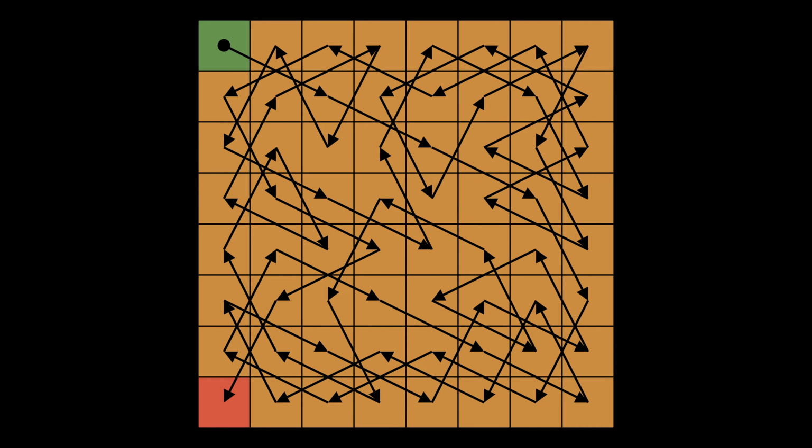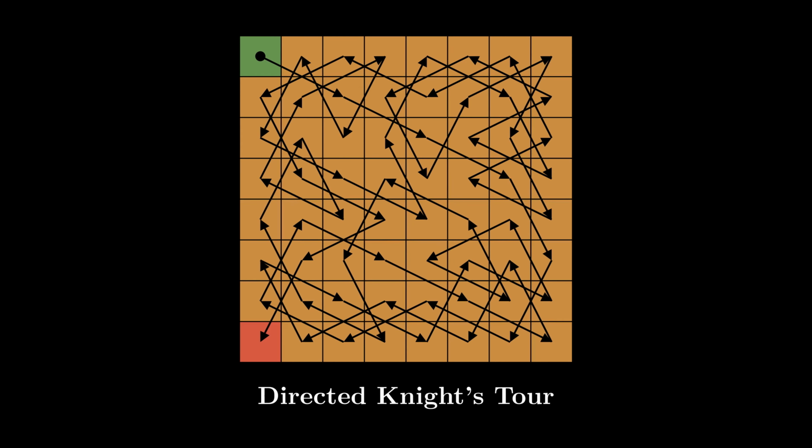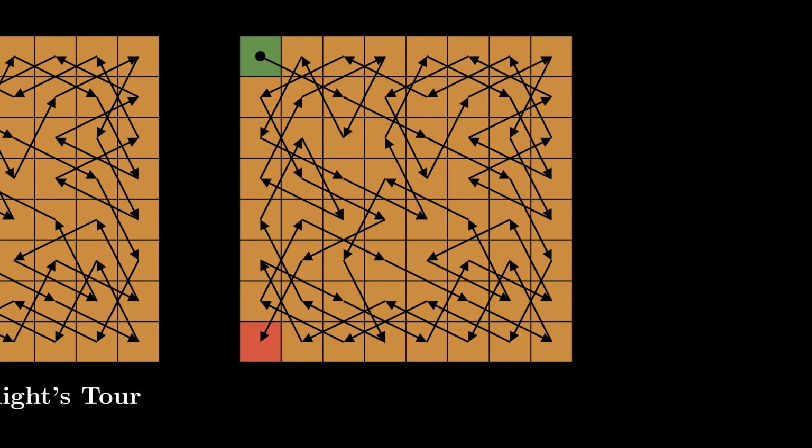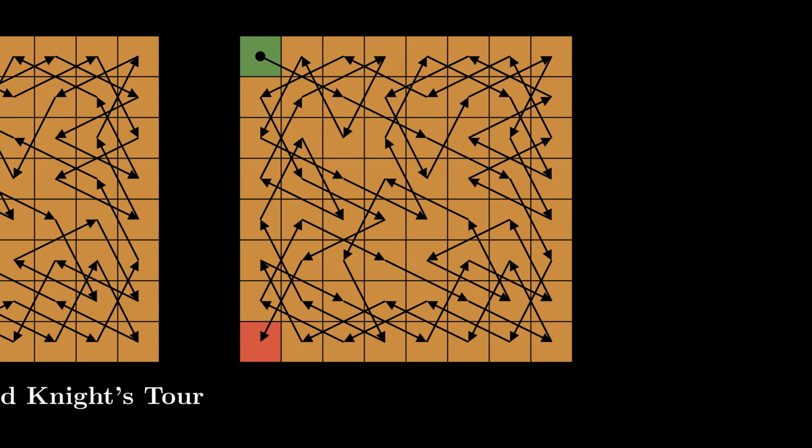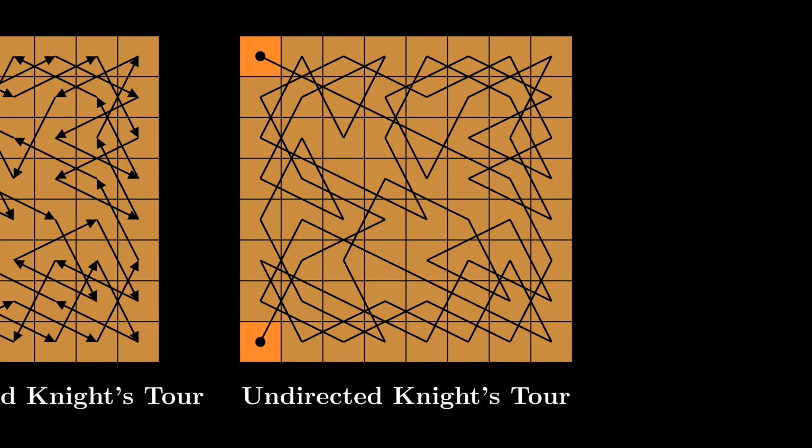The knight's tour in the animation is essentially a directed knight's tour. It's important to note that with every directed knight's tour, one obtains also the reverse directed knight's tour for free. In the case that the knight's tour is not restricted to any specific direction, it is called an undirected knight's tour.